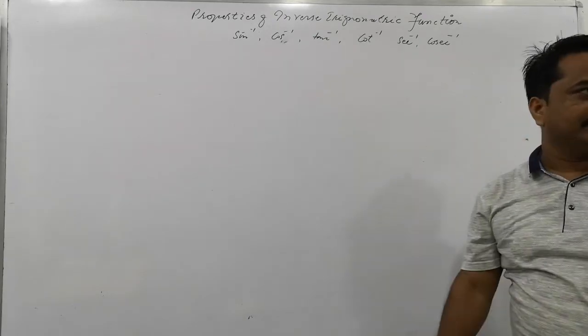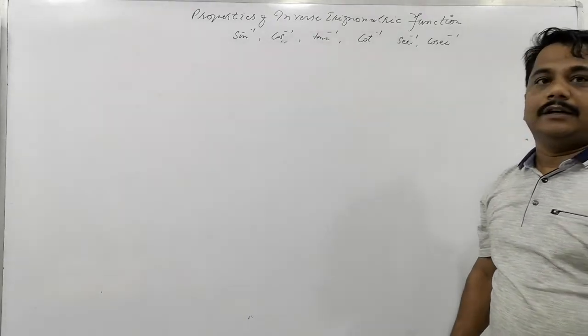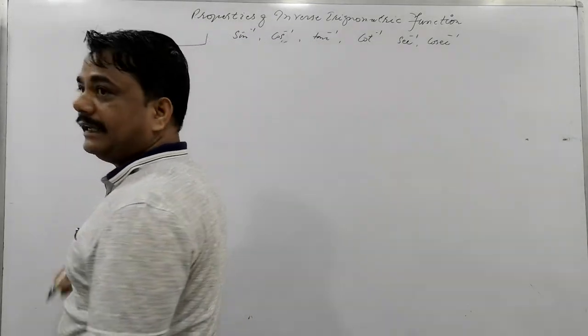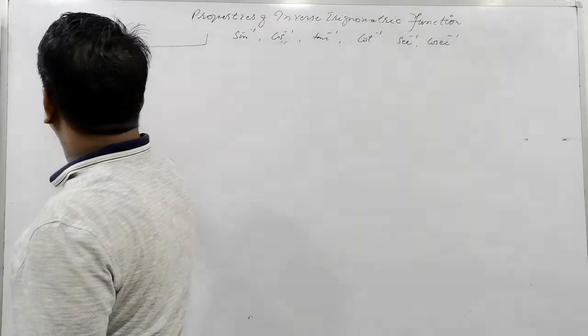For this, x domain is there. So the first property is what? Property number 1: the inverse of domain, reciprocal of domain.